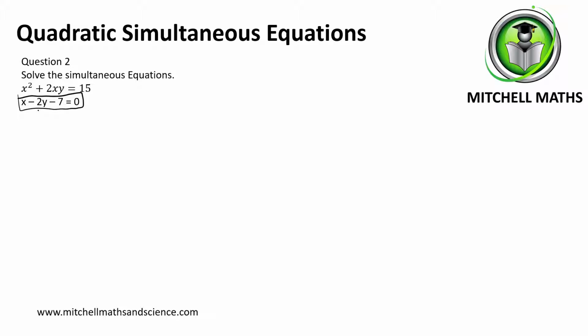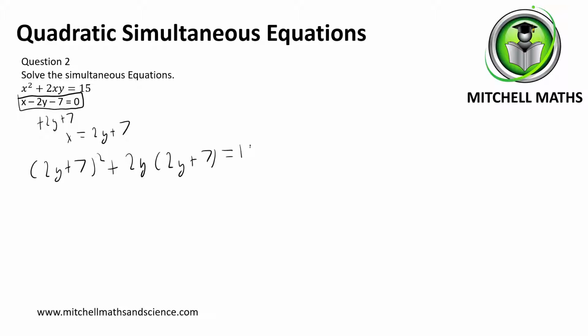So I'll add the 2y and the 7, and that'll give me x equals 2y plus 7. And then I'm going to substitute that x, 2y plus 7, for the x value in the top equation. This will give me 2y plus 7 squared. And I'll write the 2y that's in the front for the next bit, and I'll have 2y plus 7 equals 15.